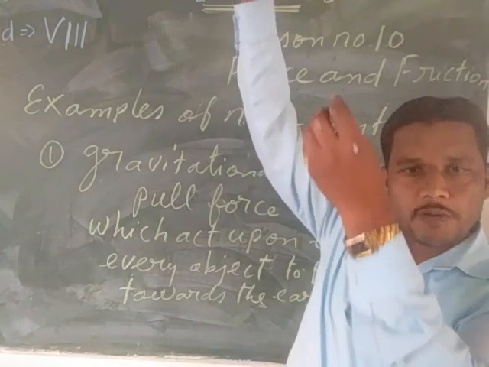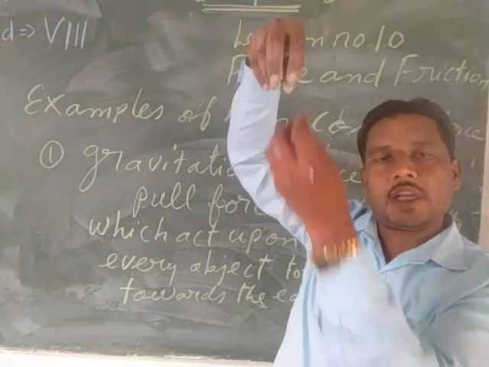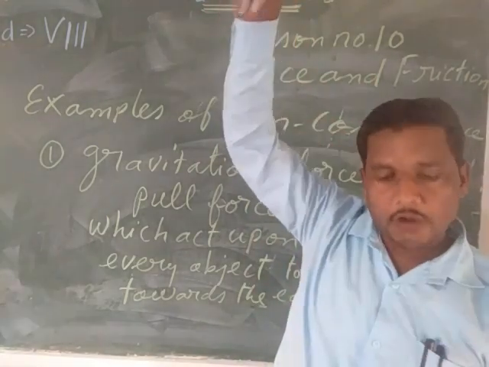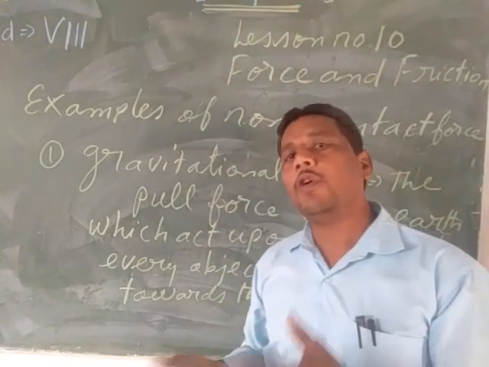Then also the stone will be pulled by the earth downward and the stone has to fall down because of the gravitational pull. There is no contact between the ground and the stone. The stone is falling on the ground because of the gravitational force. So they are examples of the non-contact force.